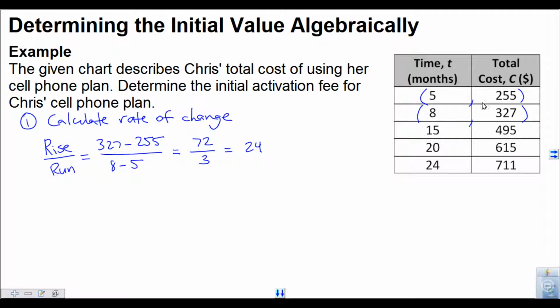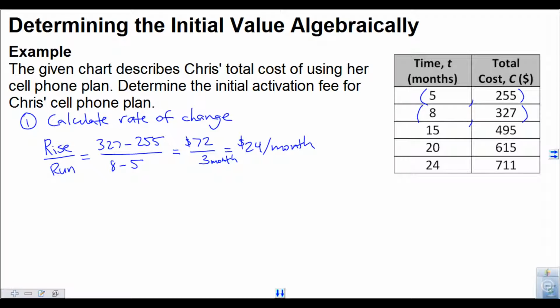Now the rise numbers, remember, that's the cost in dollars. So this is dollars per month. So this is $24 per month. So that's the rate of change. Okay, now that's important because now I know that it costs $24 a month. Let's look at 5 months. I want to know how much that costs really, because there's going to be an activation fee, something that's going to be added on top to get me the actual cost of $255.